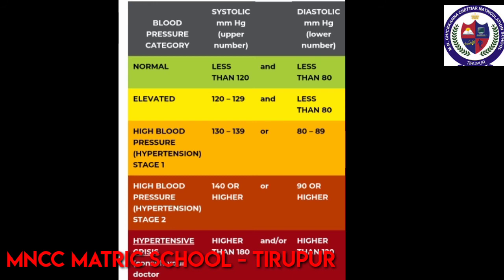A prolonged or constant elevation of blood pressure is a condition known as hypertension. It can increase the risk of heart attack and stroke. Decrease in blood pressure is termed hypotension, low blood pressure.